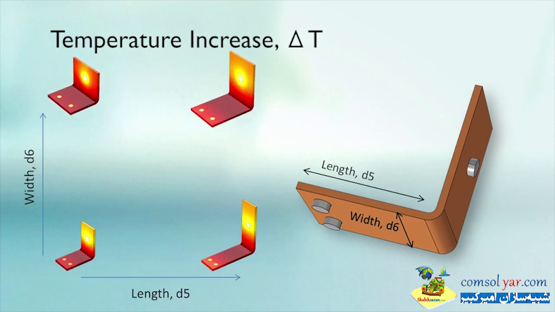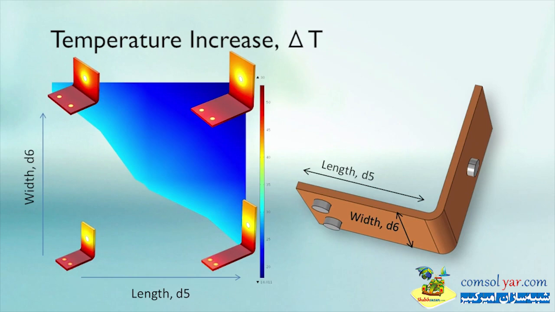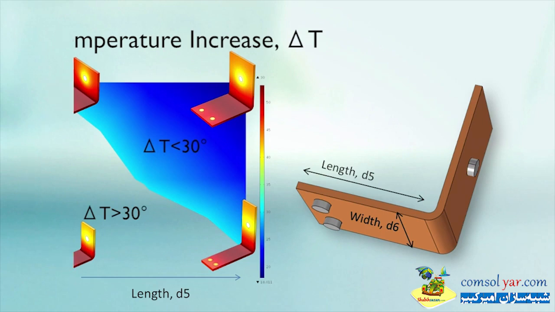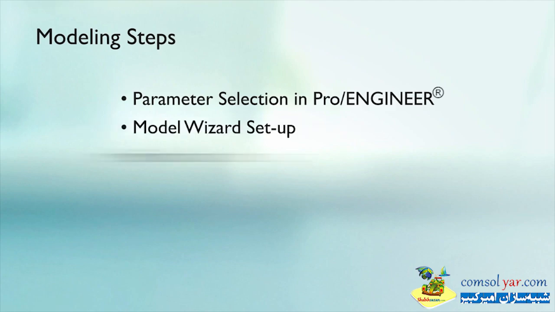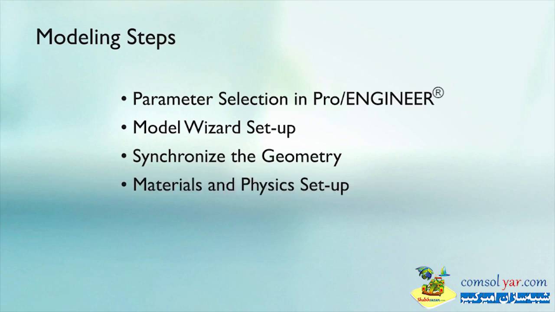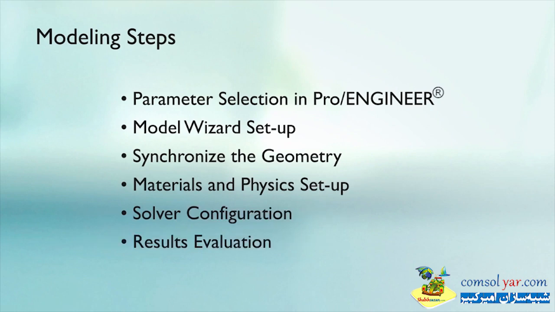To conduct current in an energy-efficient manner, I want to keep the temperature increase of the device to be less than 30 degrees above ambient. While setting up the simulation, I will go through the following steps: linking the dimensional parameters in ProEngineer to the COMSOL model, initializing the simulation in the model wizard, synchronizing the geometry and parameters, defining the materials and the physics, configuring the solver, and evaluating the results.